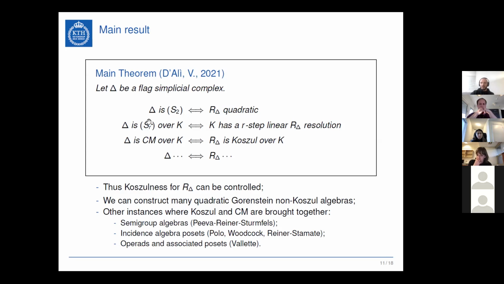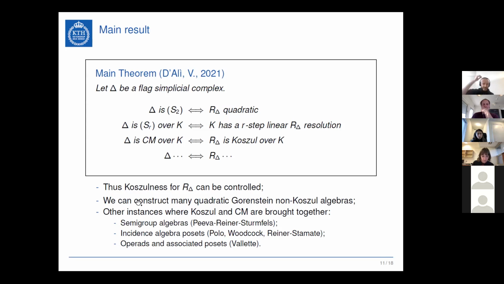Well, a natural extension of this property is that delta satisfies the SR property over K, and this happens if and only if the field has an R-step linear resolution. The protagonist of this theorem is that delta is Cohen-Macaulay over K if and only if the algebra is Koszul over K. So for this class of algebras, we do have complete control of the Koszul property, and it can be checked with the same effort that one needs to check that delta is Cohen-Macaulay. So these properties are all in increasing strength. And yeah, this is precisely what I said. So we can control the Koszulness of R of delta.